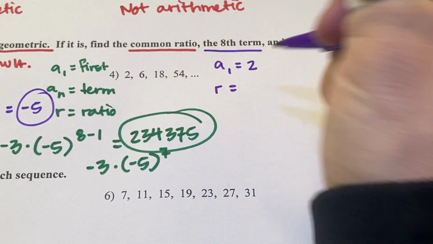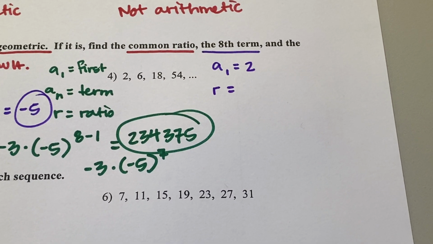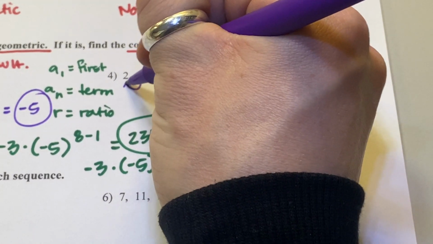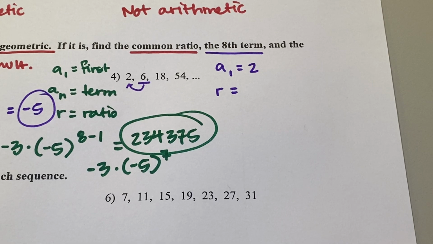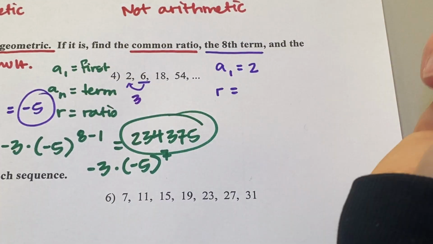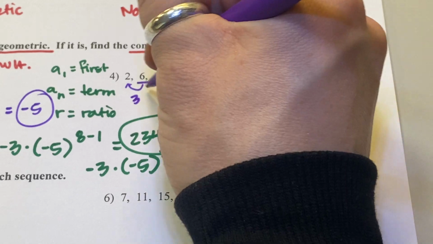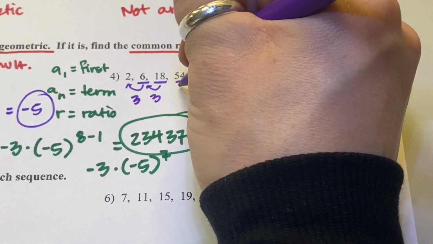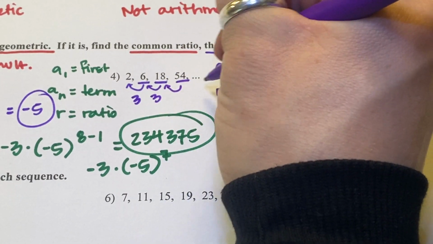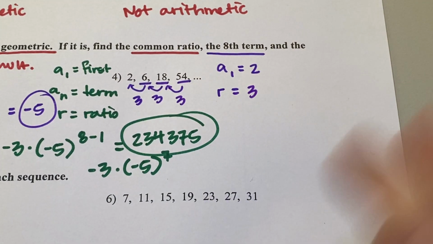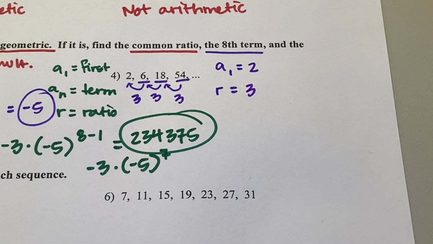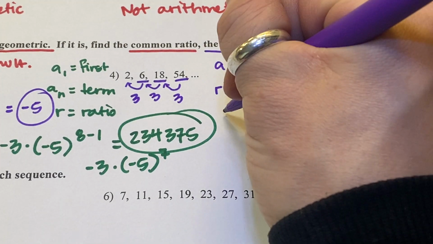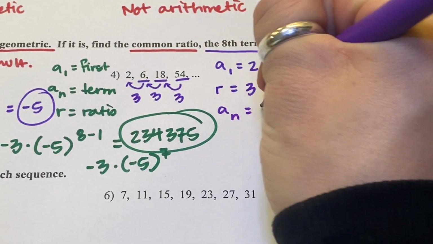This one we had to solve for. What's my rate? Let's see what our rate is. Let's take 6 and divide it by the number in front. 6 divided by 2 is 3. Is that going to be the same? Is 18 divided by 6 also 3? Yep. Is 54 divided by 18 also 3? Yes. So our common ratio is 3. And then it just wants the 8th term, so n is going to be 8.